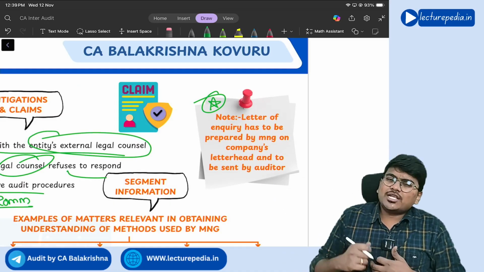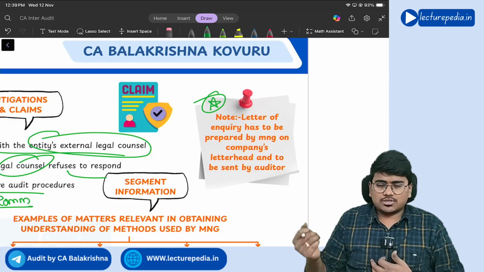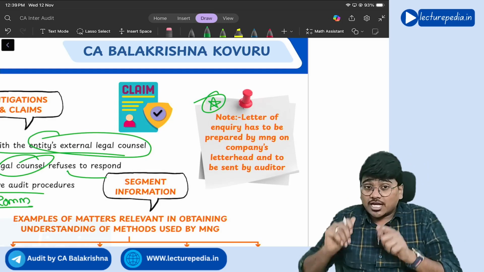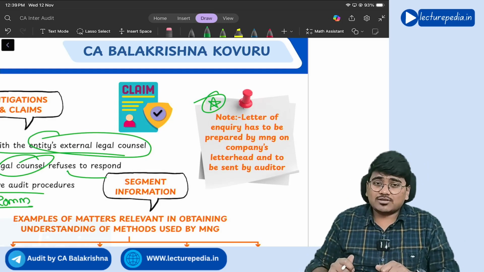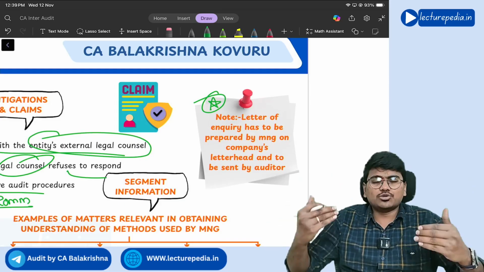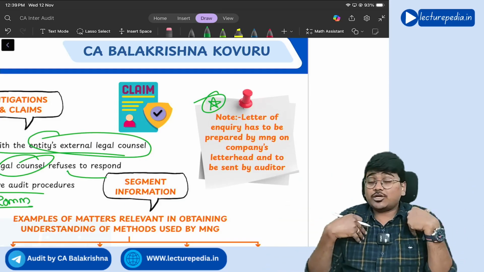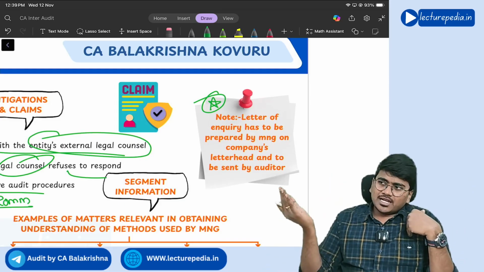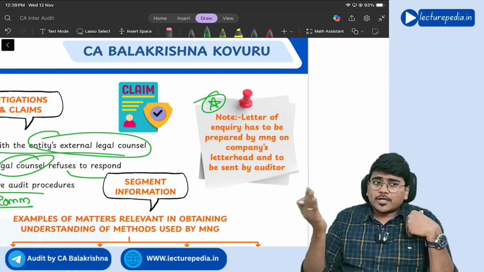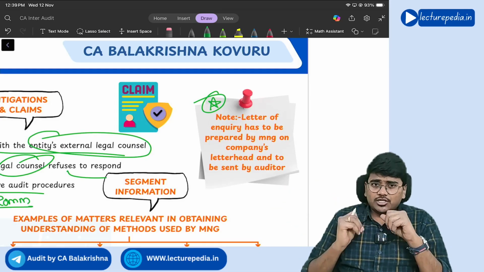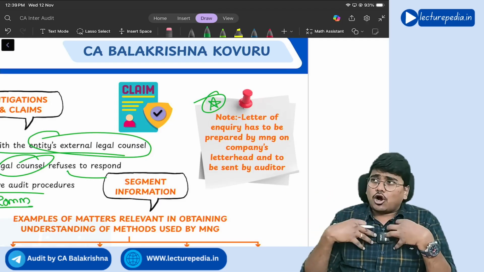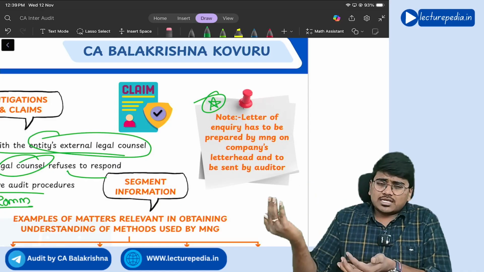Now whenever you are communicating with the external counsel, whatever letter you write to the external legal counsel should always be on the letterhead of the client, the letterhead of the management. You should not use the letterhead of the auditor, because that external legal counsel is appointed by management. He knows who the management is. He doesn't know who the auditor is. Correct or not? The auditor's identity is not known to the external legal counsel.